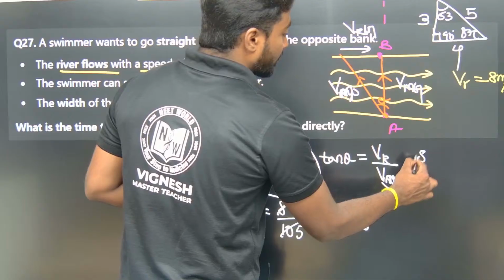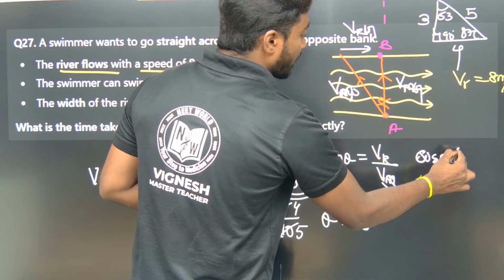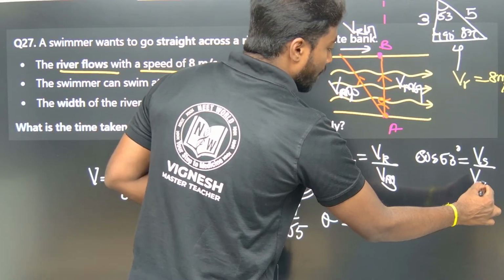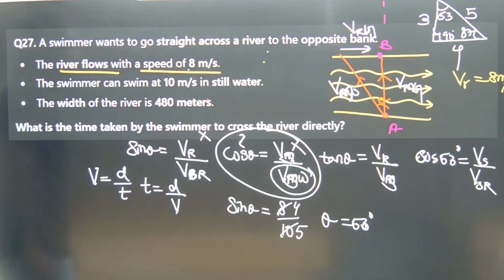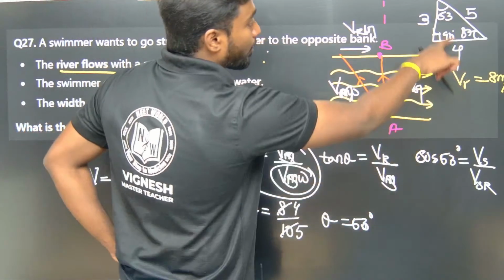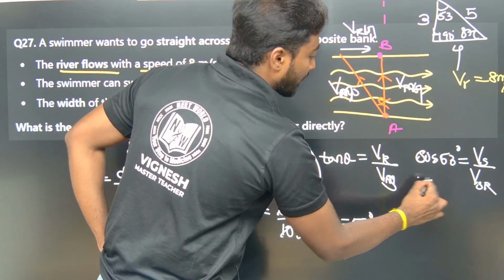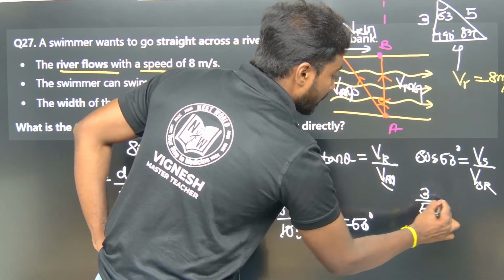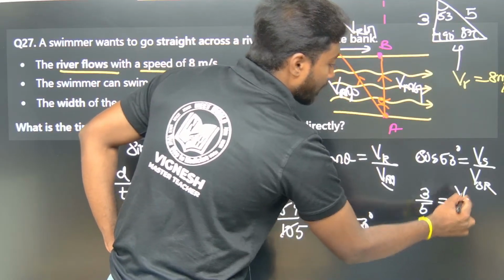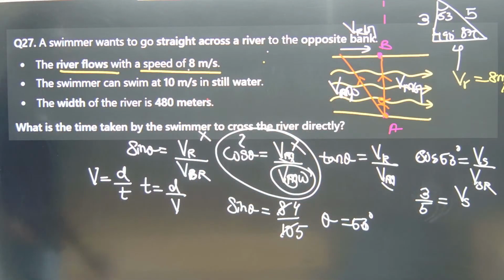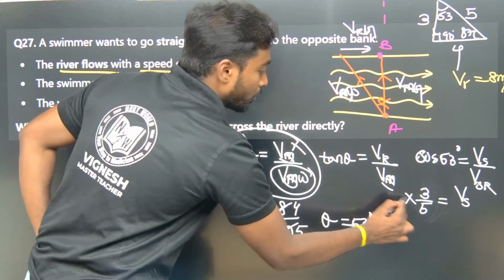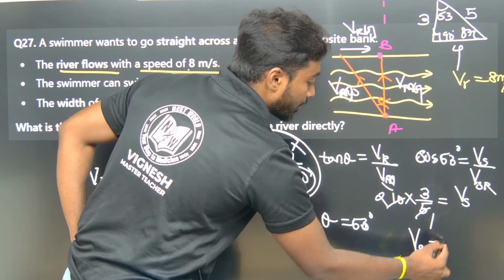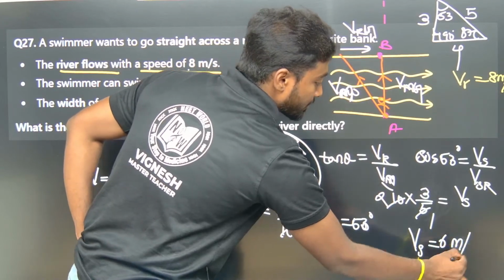So cos 53 is equal to the velocity of the swimmer divided by the velocity of the swimmer with respect to river or water. Now we know cos 53 is nothing but 3 by 5. Now 3 by 5 is equal to the velocity of the swimmer divided by the velocity of the swimmer with respect to water, which is 10. So into 10, this is once and this is twice. So the velocity of the swimmer is 6 meter per second.